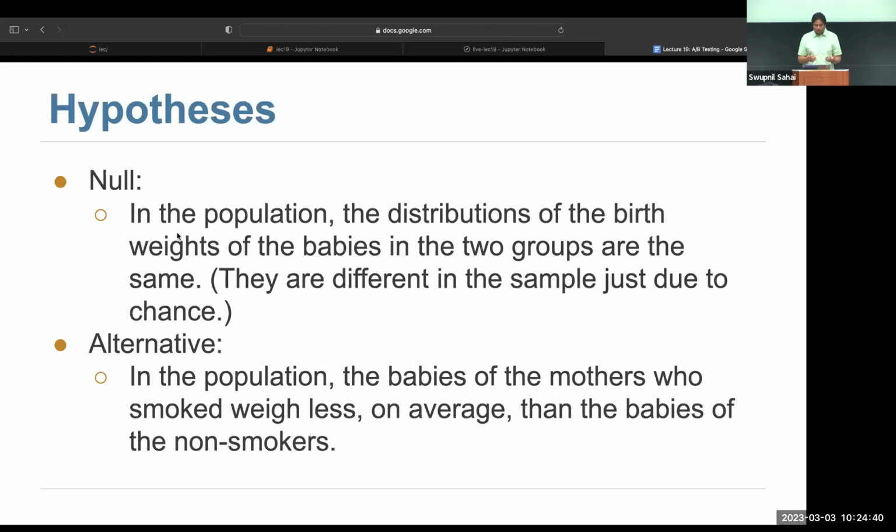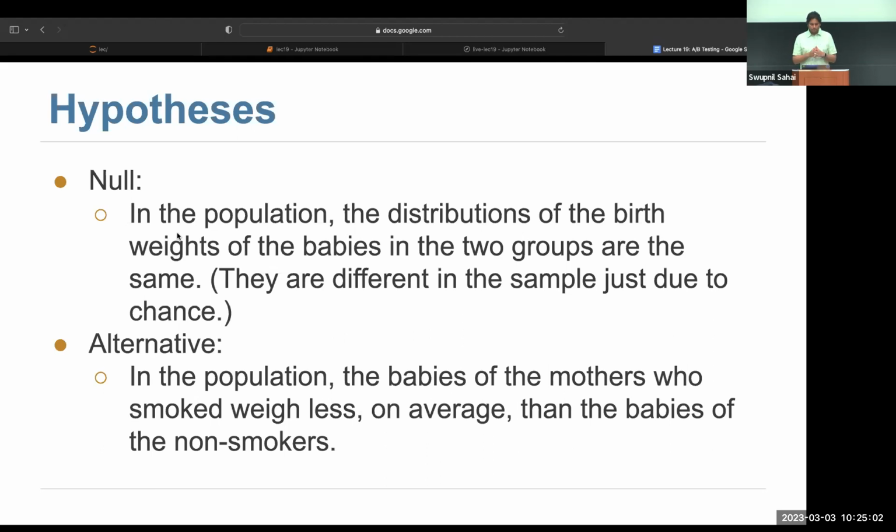And then the alternative is that actually these are random samples, but in the population, the babies of the mothers who smoked actually weigh less than the babies of the mothers who do not smoke, on average at least. Not every single time, but if you look at them as a group on average, you're seeing lower weights among the smoking population. So that's the alternative.